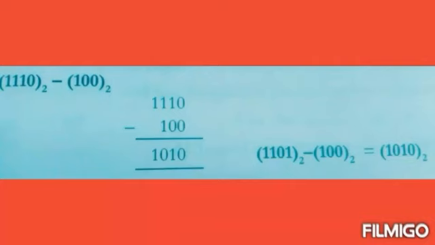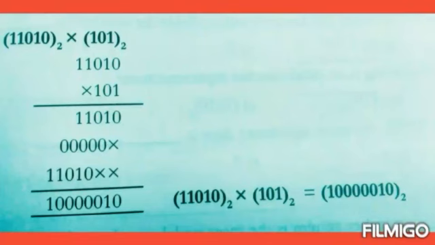Now we will do binary multiplication. In binary multiplication, 0 multiply 0 is 0, 0 multiply 1 is 0, 1 multiply 0 is 0, 1 multiply 1 is 1. You know students, when we multiply any number by 0, it becomes 0. Now we will multiply these numbers, and after multiplication we will add these numbers.